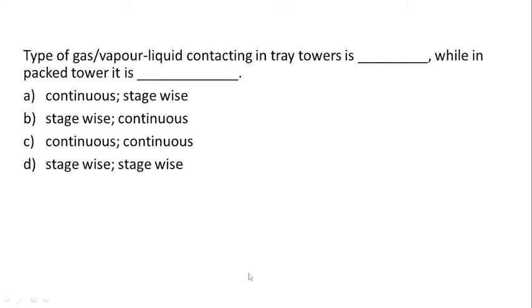Then the type of gas or vapor liquid contacting in tray towers is dash, while in packed tower it is dash. Like in which case it is stage wise and in which case it is continuous. Can you tell the answer? In which case, in tray tower, what is the mode, stage wise or continuous?